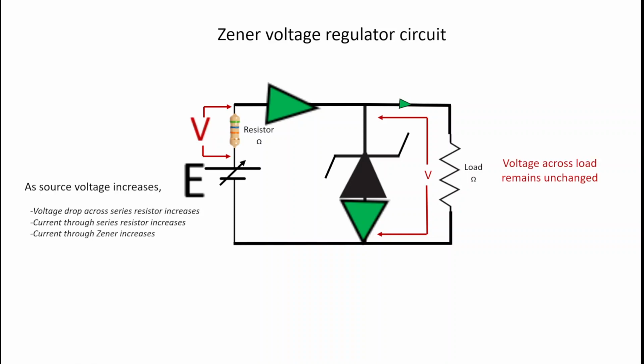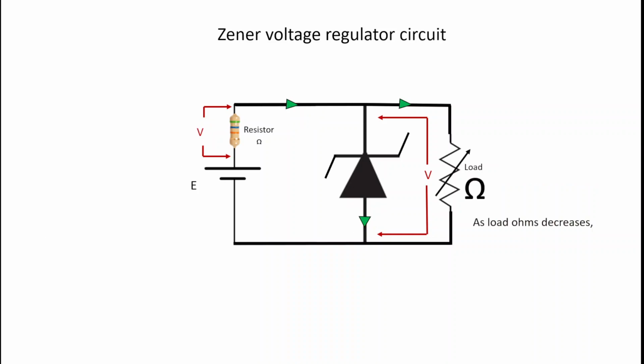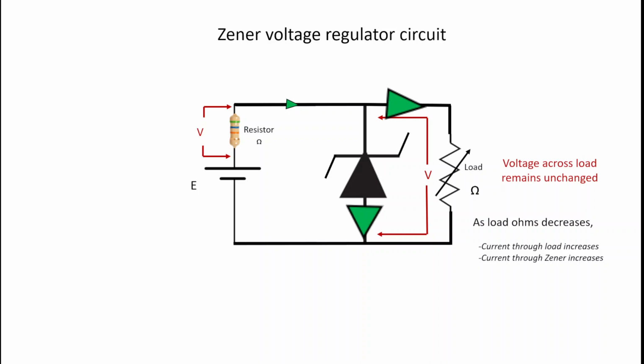Well, let's take a look at a different scenario. What if we had a variable load, but the voltage of the source remained constant? As the load ohms goes down, notice the current flow changes. The current flow to the load goes up, and that's by virtue of Ohm's law. If the ohms goes down, the current goes up. And this is due to the voltage remaining constant. The voltage did not change, and so the ohms of the load here did not have any effect on the voltage across the system. So the current through the load increases, the current through the Zener increased, however the voltage across the load remained unchanged.